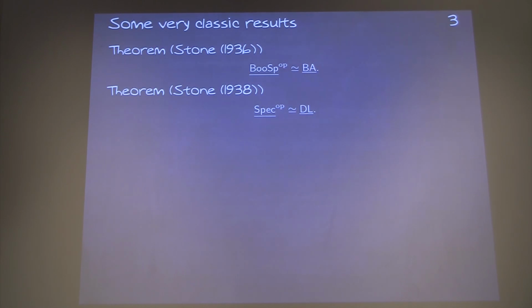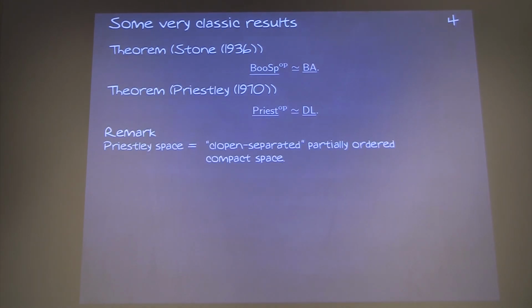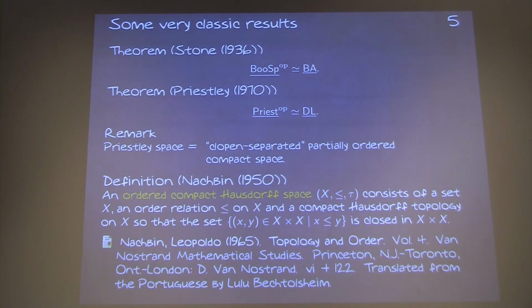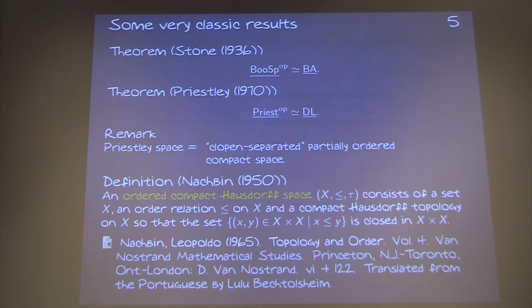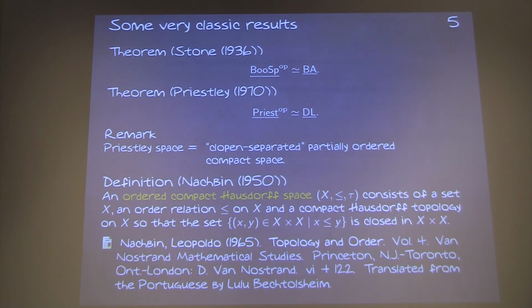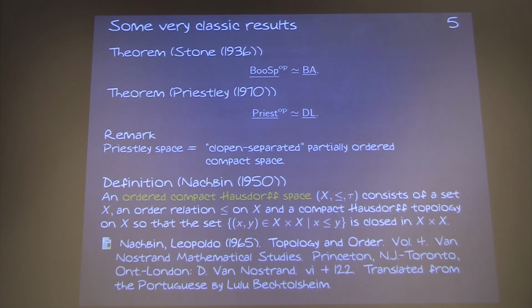Now, this is a result from 1938, and maybe also because spectral spaces are not very familiar in topology, there is a second version of this result due to Hilary Priestley from the 70s, where she substituted spectral spaces by what we call today Priestley spaces. If you don't know what these are, they are certain Clopen-separated ordered compact Hausdorff spaces, and this refers to the category of ordered compact Hausdorff spaces introduced by Nachbin in the 50s. These are compact Hausdorff spaces equipped with an order relation, which is compatible, meaning here that the order relation is closed in the product of the compact Hausdorff topology.